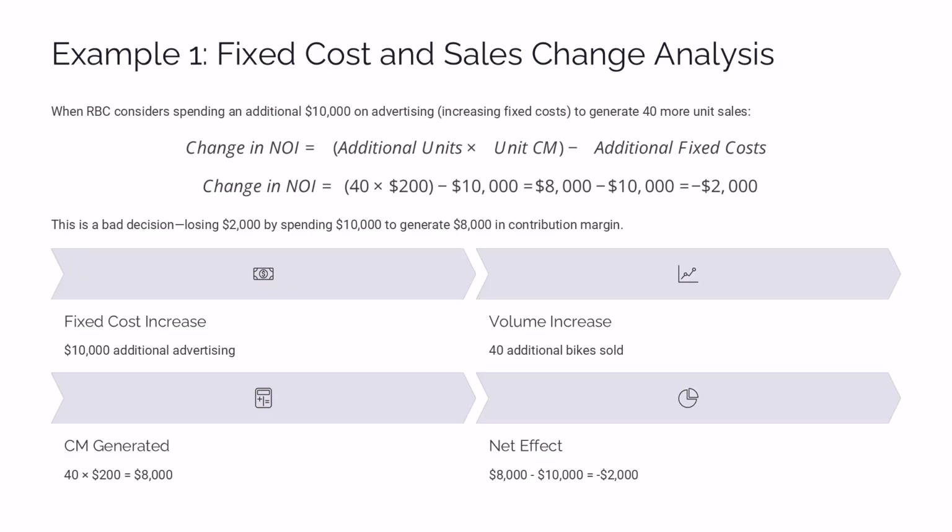Here's a fascinating historical parallel. In 1985, Coca-Cola spent $4 million on advertising for New Coke, fixed cost increase, expecting massive volume increases, but the contribution margin from additional sales never materialized, making it one of the most expensive marketing failures in history, and teaching us that CVP analysis is only as good as your volume assumptions.